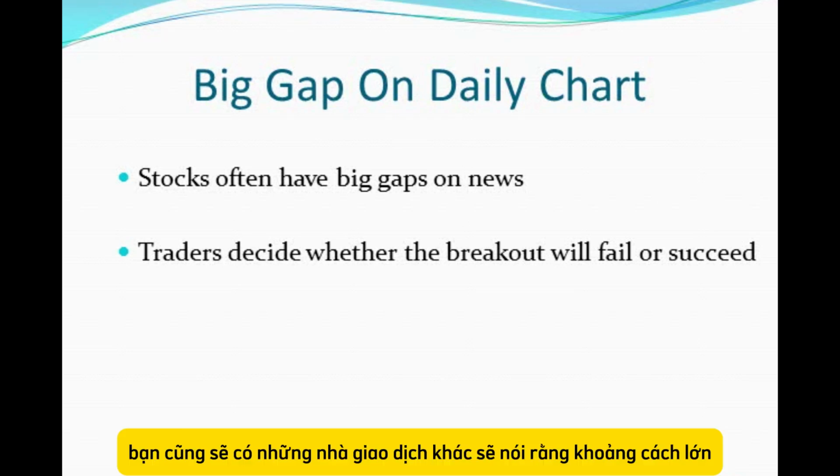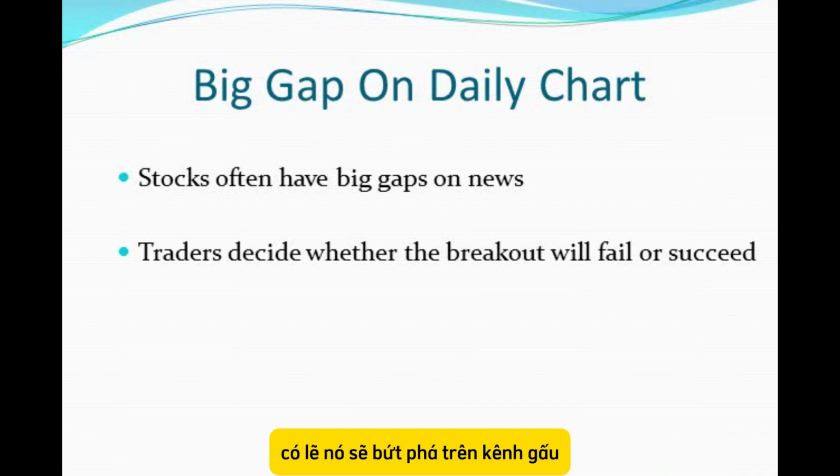You'll also have other traders who'll say, big gap up, maybe it'll break out above the bear channel if it's in a bear trend. What a great opportunity to buy on strength, expecting follow-through buying. And neither the bulls nor the bears are all that certain. Remember, the 60-40 rule, most of the time the probability is between 60 and 40%. And that is really true.